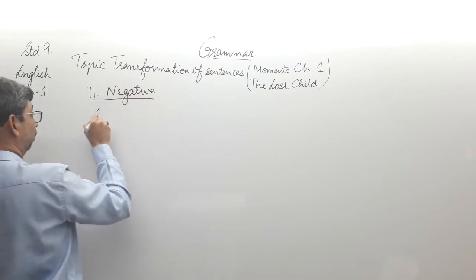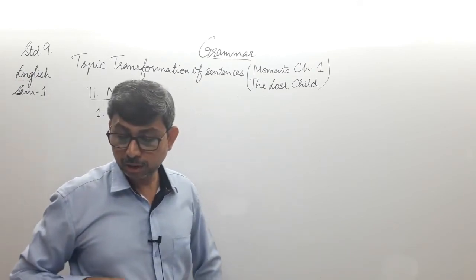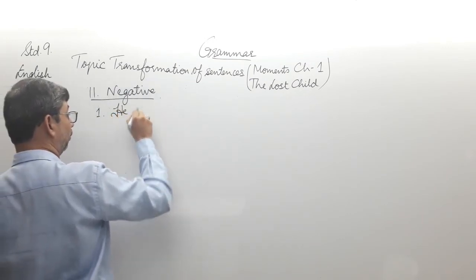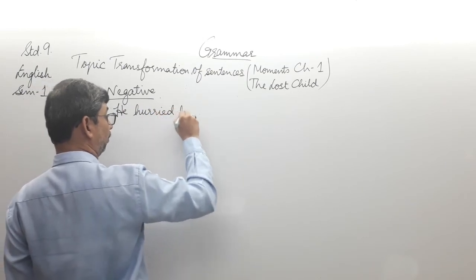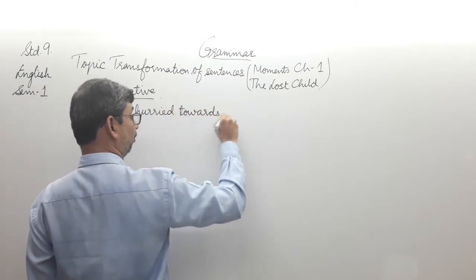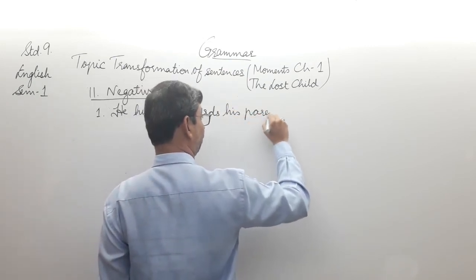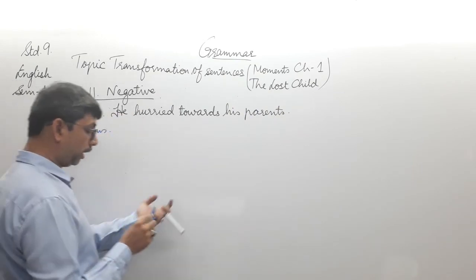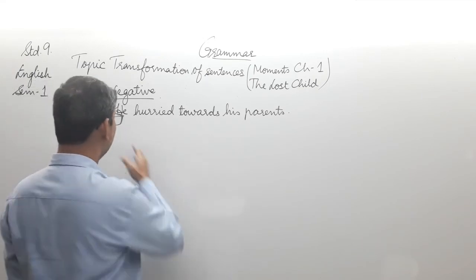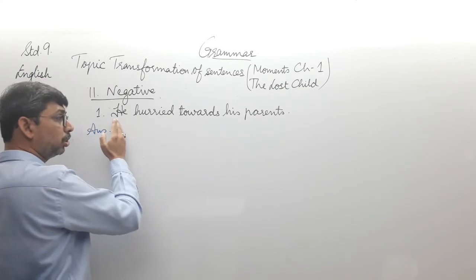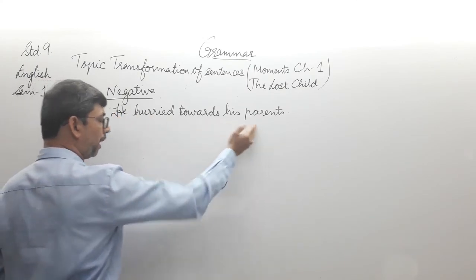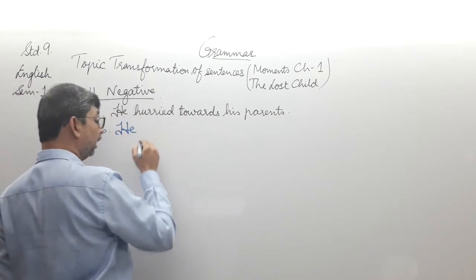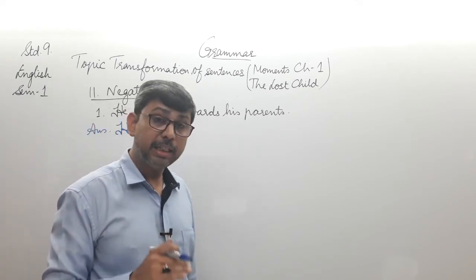Negative. So write down the sentence. Probably it is going to be a positive sentence for us. He hurried towards his parents. So the action is clearly indicating a positive nature over here. We want to change it into the negative one, but without changing its meaning. So he hurried towards his parents, that is talking about the child. It can be written in the negative way by applying the negative word didn't.